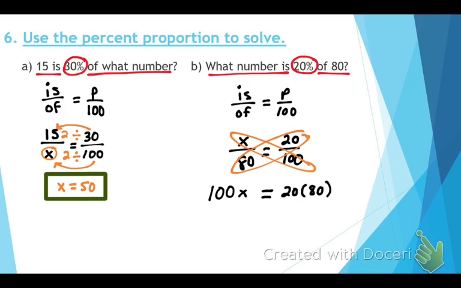At this point, Jalen, is there anything I can do on the left side? No. Is there anything I can do on the right side? Yes. Jalen, what's 20 times 80? 1,600. Okay, now Angeline, our goal is to get X by itself. What do I have to do? Very good. We're going to divide by 100 on both sides. And Einar, when you do that, what do you get for X?